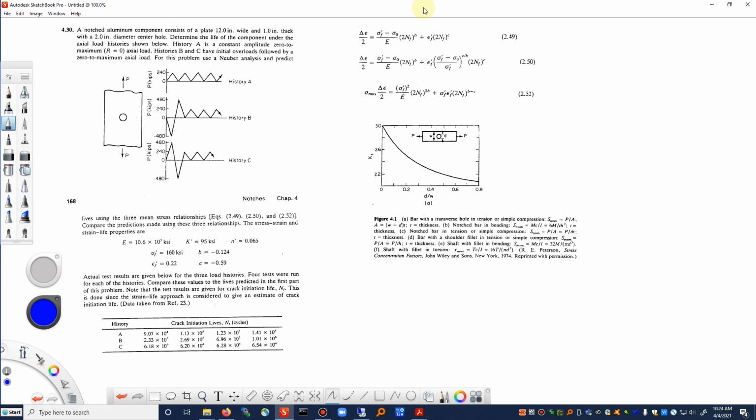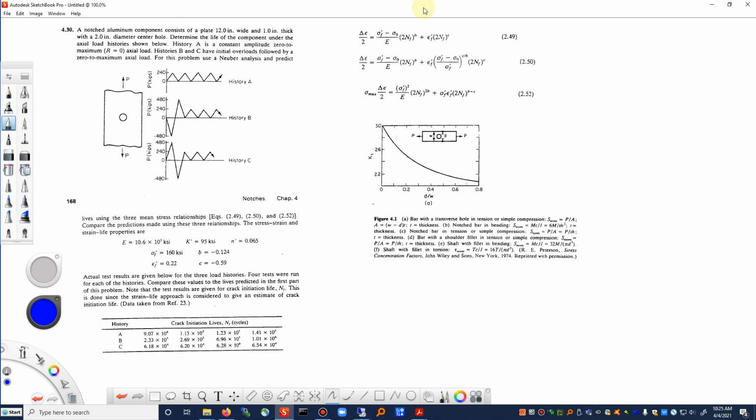This problem says a notched aluminum component consists of a 12-inch wide by 1-inch thick plate with a 2-inch diameter hole. Determine the life of the component under the axial load history shown below. History A is constant amplitude 0 to maximum. Histories B and C have initial overloads followed by 0 to maximum axial load. For this problem, use a Neuber analysis and predict lives using the three mean stress relationships, equations 249, 250, and 252, which I have copied over there to the second column. And here are the material constants and the strain life constants for this.